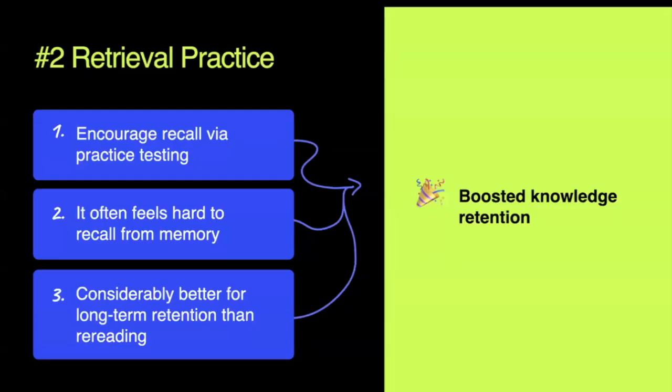The second desirable difficulty is called retrieval practice or practice testing. The idea here is to recall something without having it in front of you. It often feels hard to recall from memory. It feels challenging, but this is what considerably improves long-term retention. Remember, we talked about recall is a learning event, and that in turn boosts knowledge retention. A very, very powerful strategy and also a desirable difficulty.